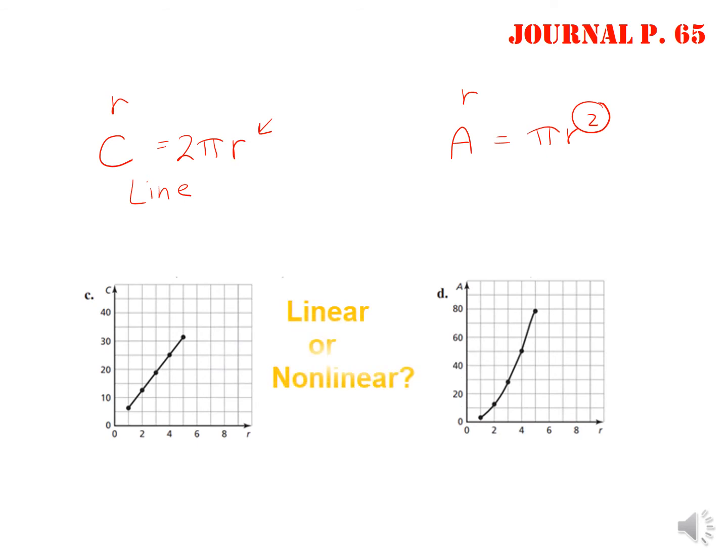So again, look at the graphs. This one is linear, and this one is nonlinear. So the equation is the dead giveaway as to what will be linear and what will be nonlinear. When you have an r with no exponents and r is in the numerator, then it will be linear.